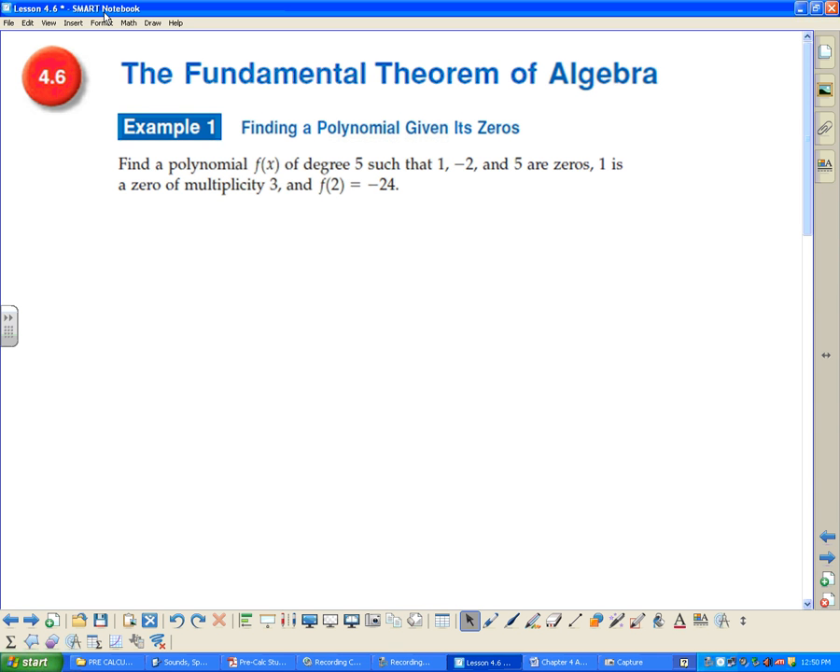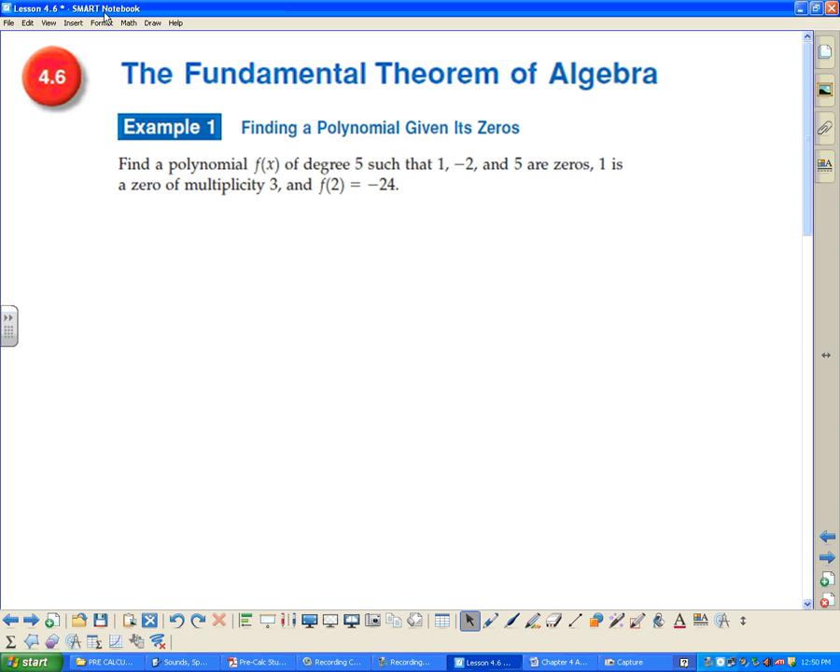Okay, so we're going to go ahead today and begin lesson 4.6 in our Precalculus books, which talks about the fundamental theorem of algebra. And that theorem talks a lot about factors and finding zeros of equations. And so first of all, we're going to look at finding a polynomial given its zeros, example 1.